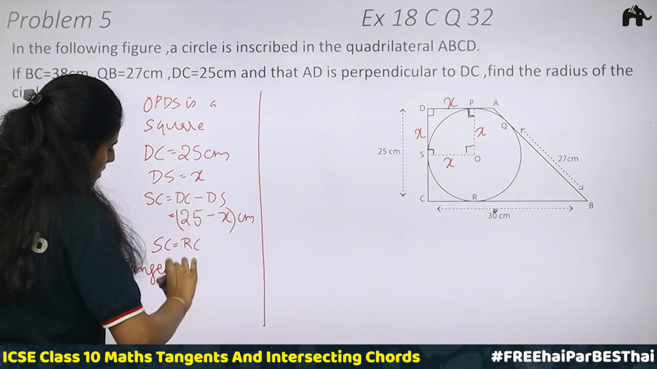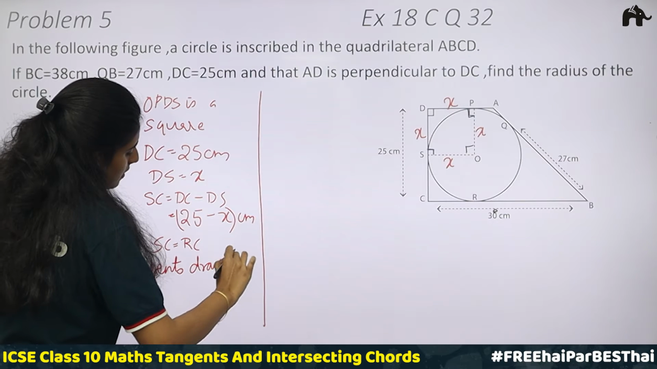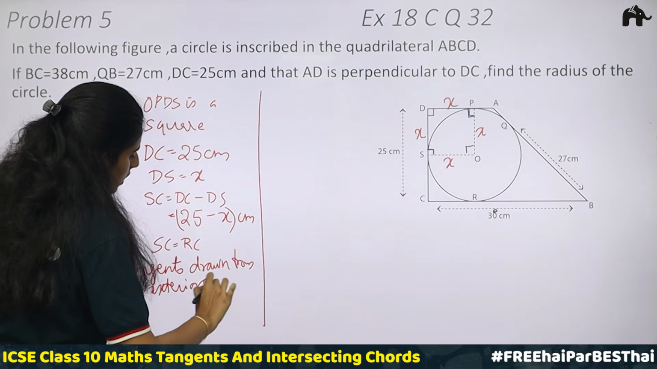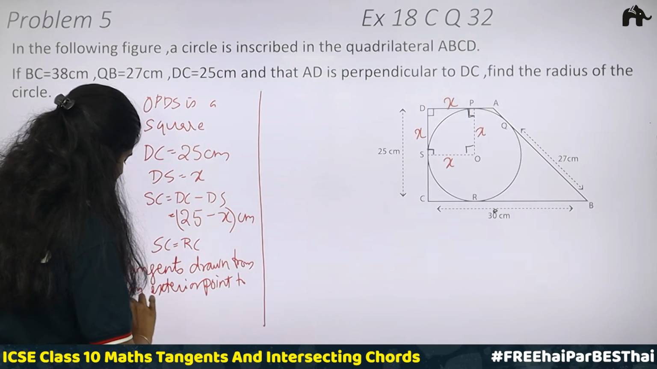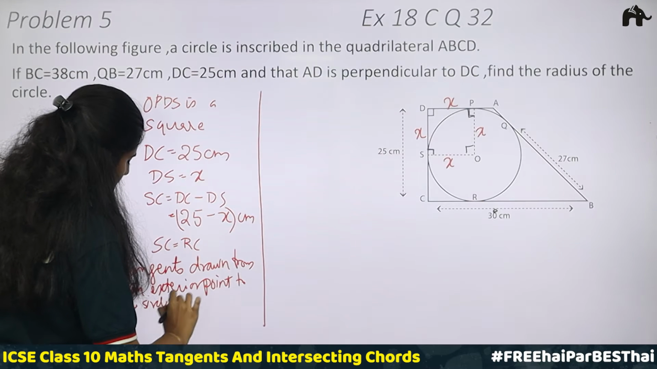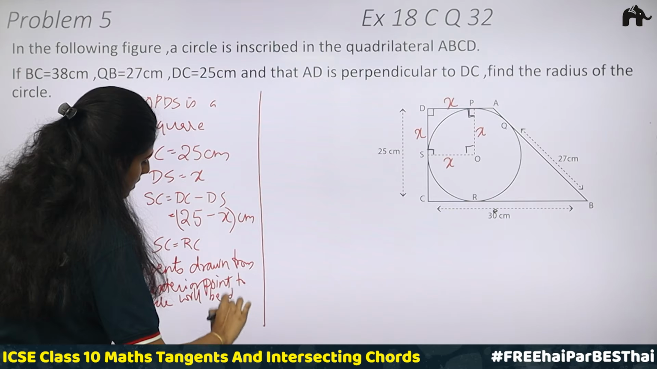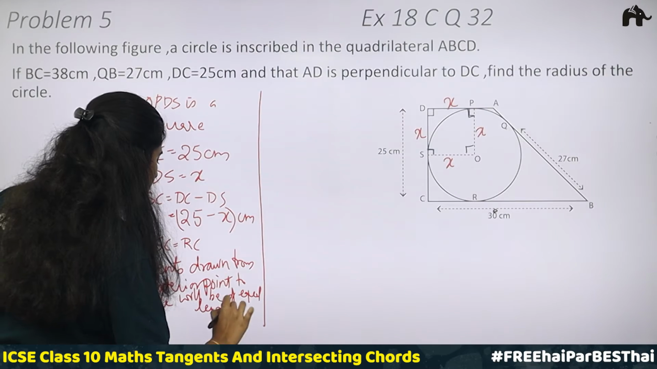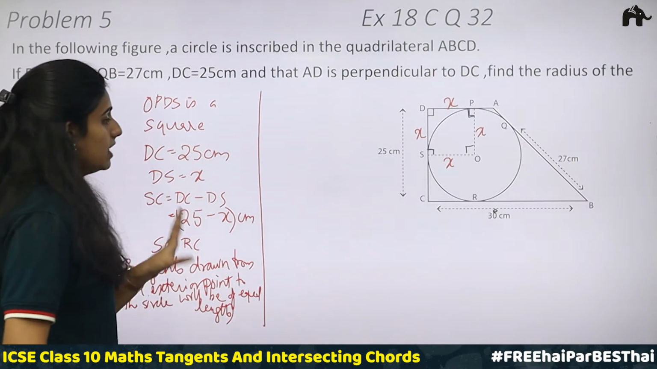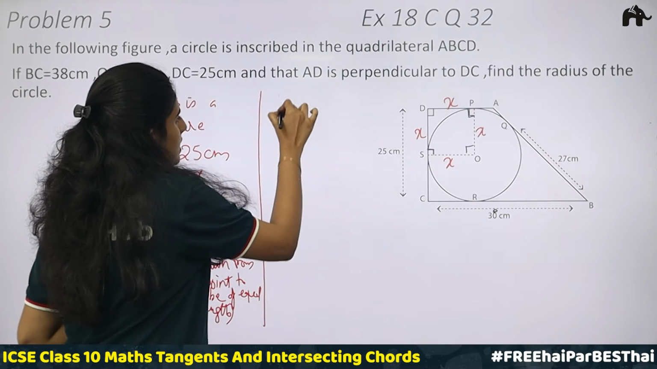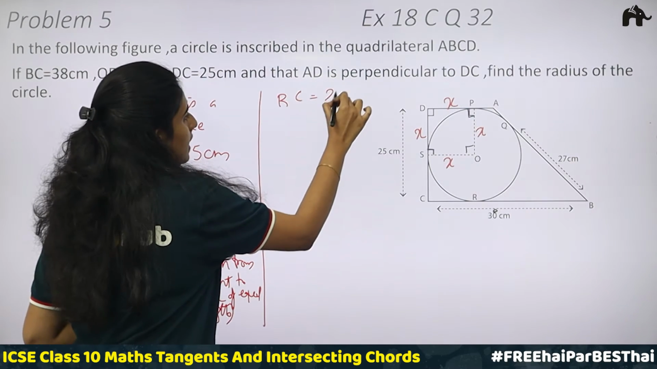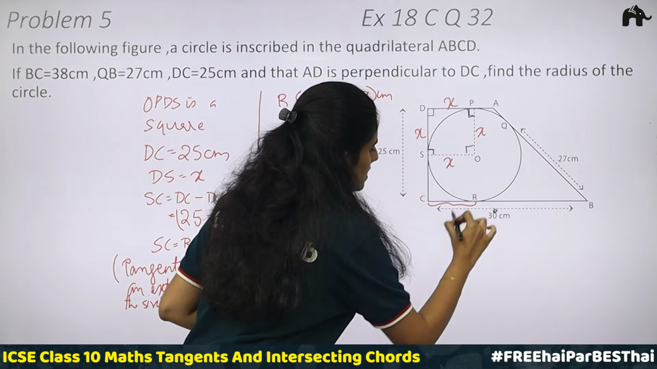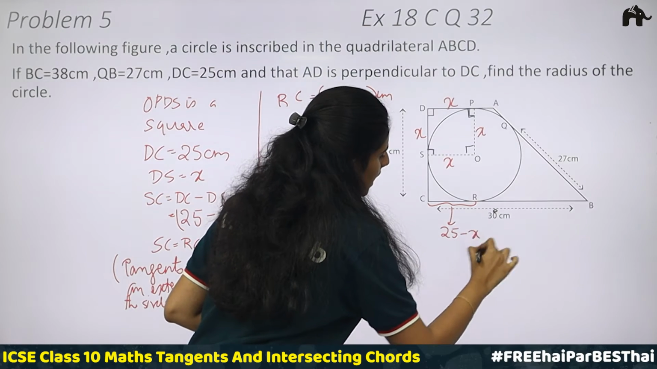Tangents drawn from an exterior point to the circle will be of equal length. Okay, the length of tangents will be equal. Therefore, SC is equal to RC. Then what is RC? RC will be equal to 25 minus x centimeters. This part RC is 25 minus x.